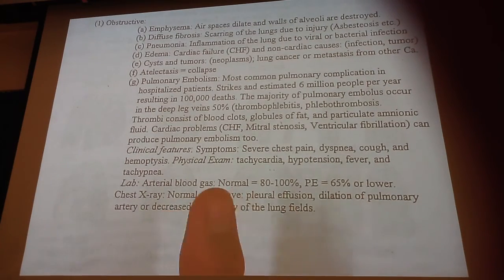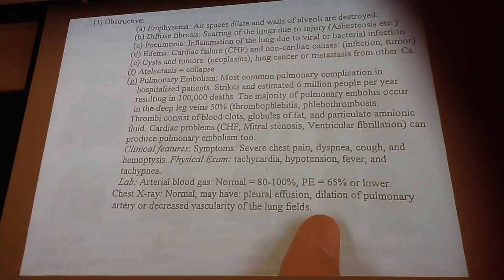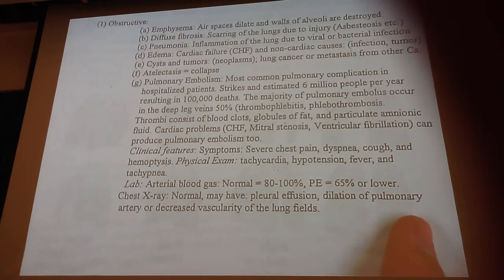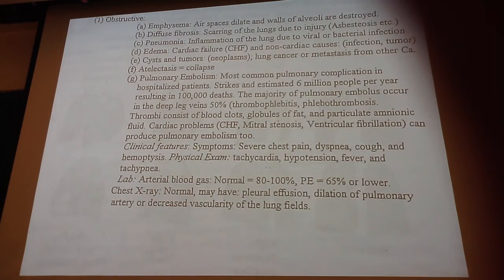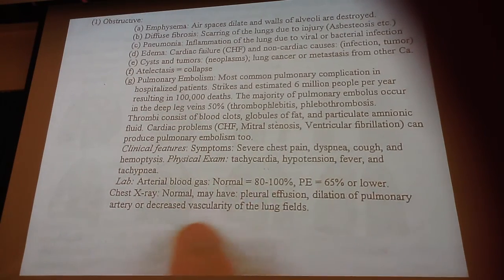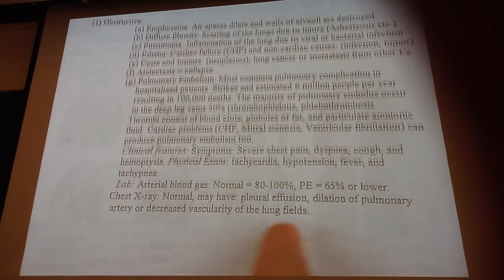So the thing too is, remember, normal chest X-ray, there may be some pleural or fluid effusion, dilation of the pulmonary artery, okay, maybe because the clots are blocking blood flow into the lungs. And then if you look at the chest X-ray, there's no vascularity in that area. Okay. Now, let's take a look at it.